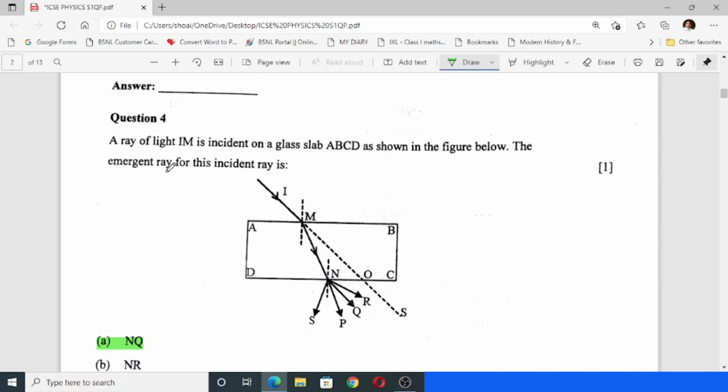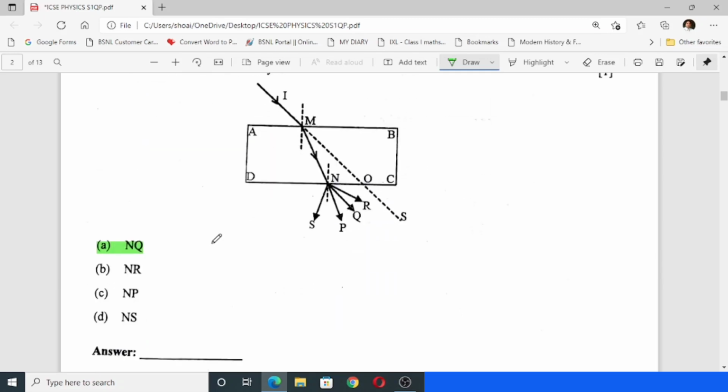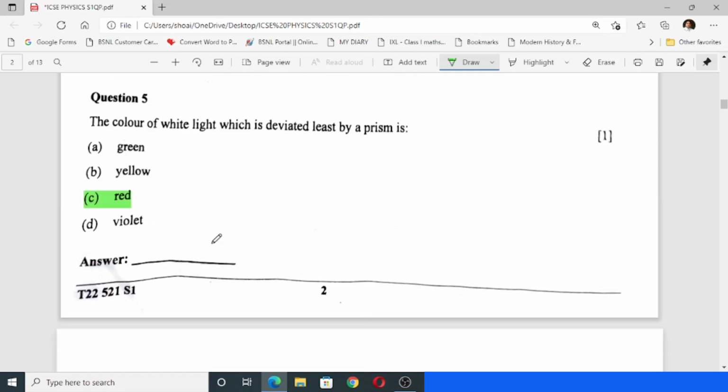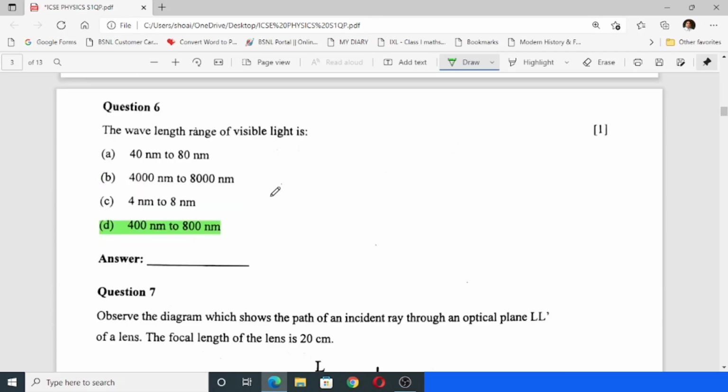The emergent ray for this incident ray is NQ. Then question number 5, the answer is C, red. The color of white light which is deviated least by a prism is red. Number 6, the wavelength range of visible light is D, 400 nm to 800 nm.